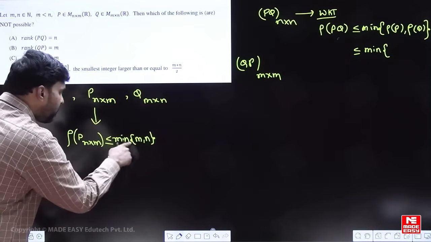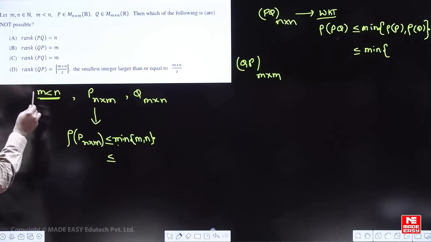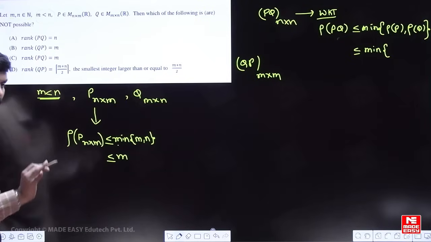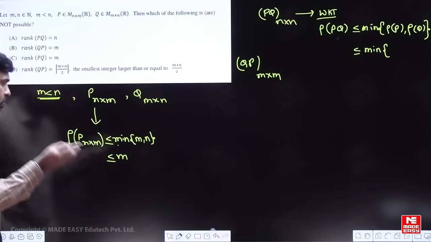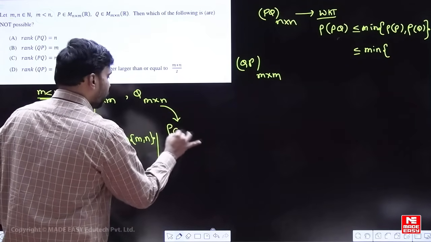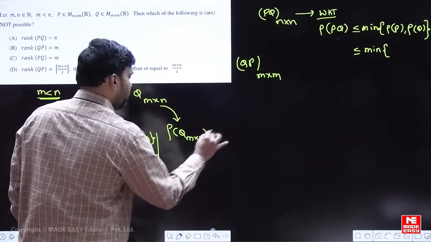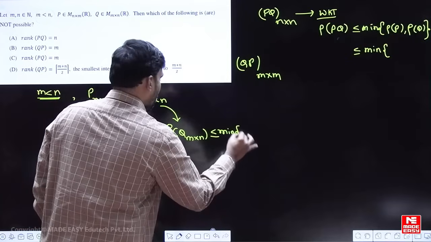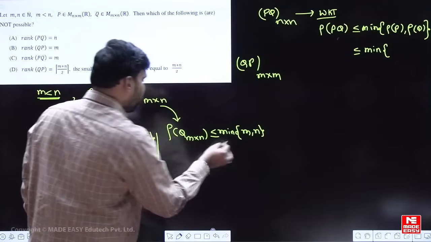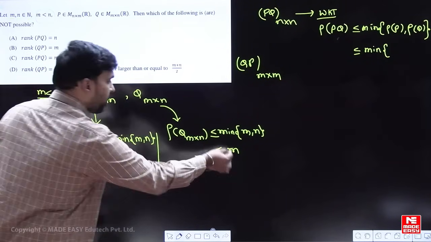So then it is less than or equal to minimum of m comma n, meaning which of these two is smaller, the minimum, so the minimum value is m. So therefore rank of P can be less than or equal to m, meaning it can be m, it can also be less than that. Now let us think about Q. So when you take Q here, so Q is, I will say m cross n, right, is less than or equal to minimum of here m comma n here. So what is minimum of m comma n, again here it is m, because m is less than n, so it is less than or equal to m.